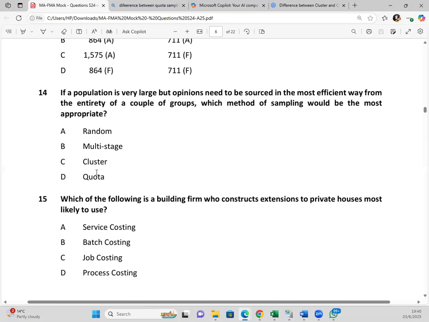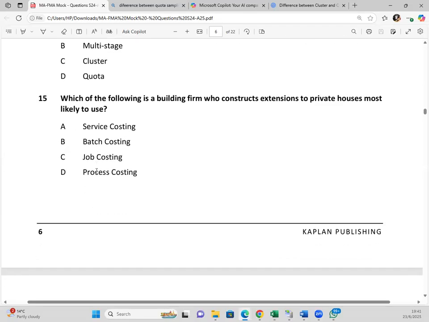And for multi-stage, this is more like we want to conduct a sample in Zimbabwe. So we first of all break down Zimbabwe into different provinces. We randomly select a province. We break down the province into districts. We randomly select the district. Then maybe we break down those districts further into villages. Then we find one village where we are then going to ask everyone in that village. So I think this one, let's flag it. We can come back to it. I'll check it, then in the next session, I'll come back to it.